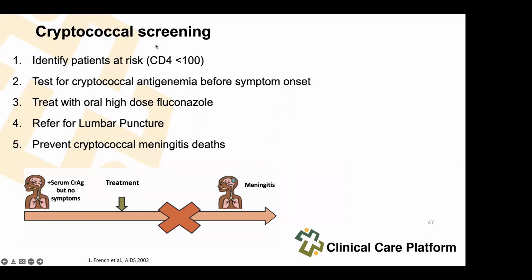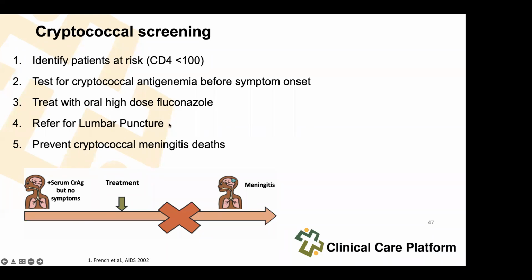The cryptococcal screening program is where we need to identify patients who are at high risk, and the risk is defined by a low CD4 count, less than 100 in the public sector and less than 200 cells in the private sector. These patients must be tested with a cryptococcal antigen test in the blood. If the test comes back positive, we treat with high dose fluconazole.